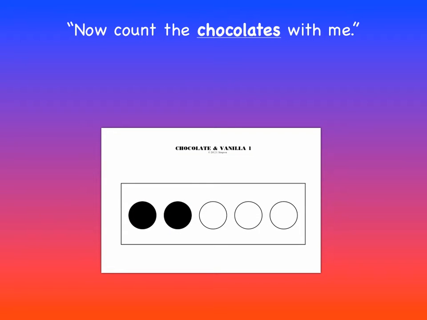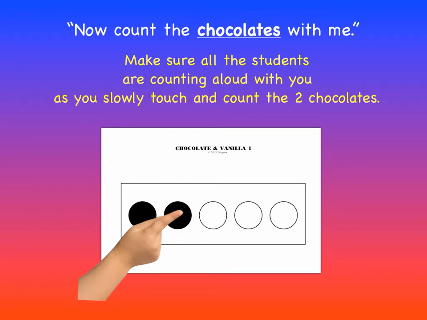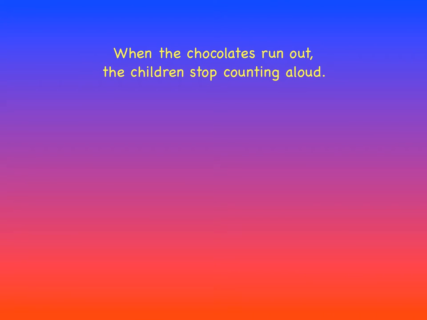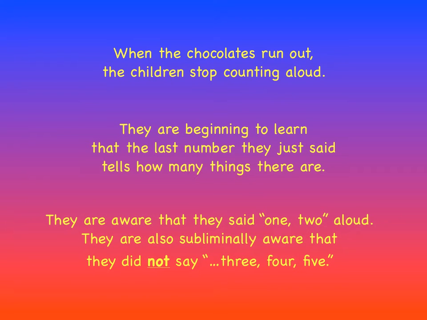Now, count the chocolates with me. 1, 2. Make sure all the students are counting aloud with you as you slowly touch and count the 2 chocolates. When the chocolates run out, the children stop counting aloud. They're beginning to learn that the last number they just said tells how many things there are. They are aware that they said 1, 2 aloud. They are also subliminally aware that they did not say 3, 4, 5.